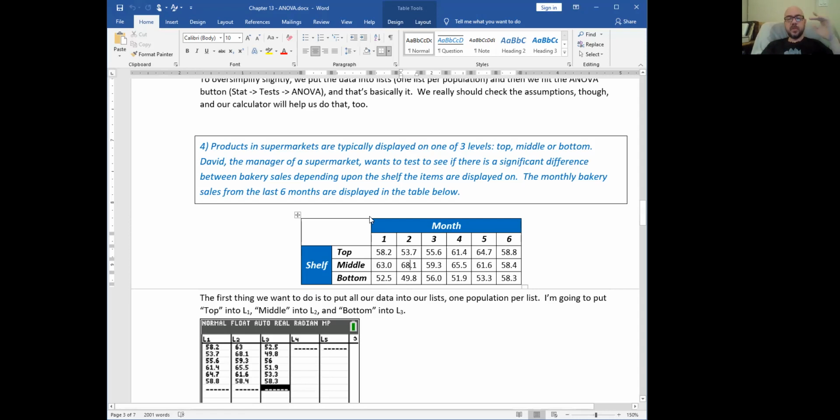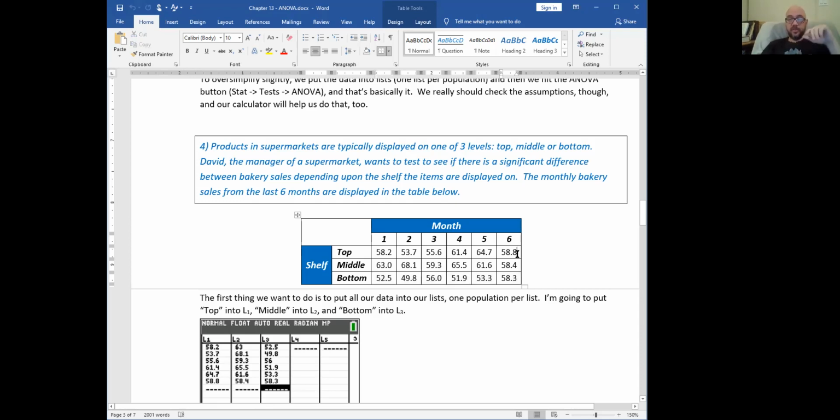So what we do is we make groups for the top, middle, and bottom, right? So here's the top. We're thinking of these six sales as one set of data, right? The one sample. Same thing for the middle, and same thing for the bottom. So what we have is 3 samples. Each of those samples in this case has 6 items in it.